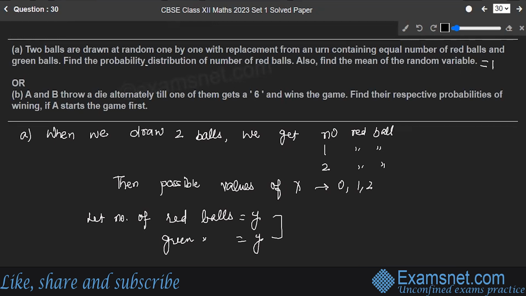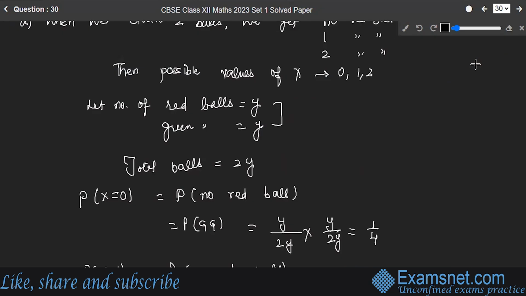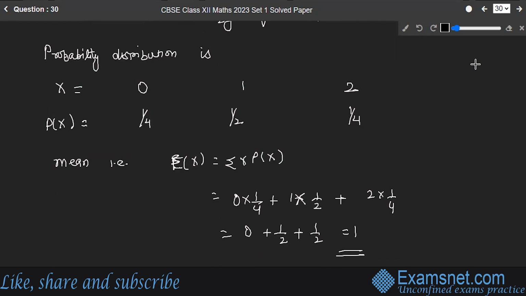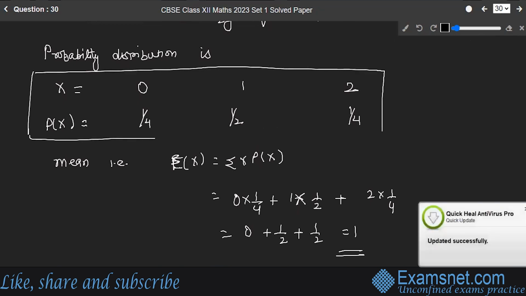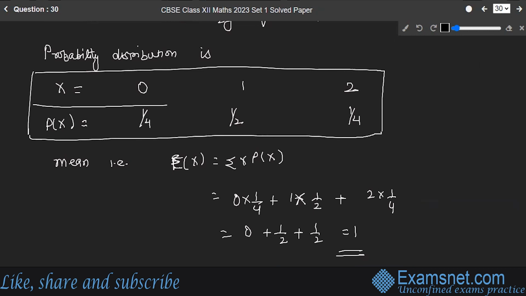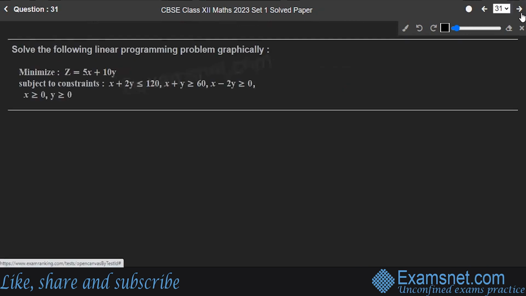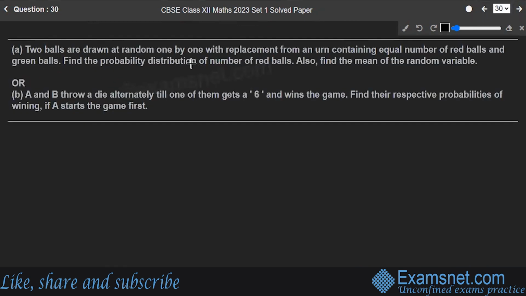And you have to find the probability distribution of number of red balls. That is also given over here. Hope you understood this. Let's move to the next question, number 31. Sorry, we have to solve the B part as well. I missed that.